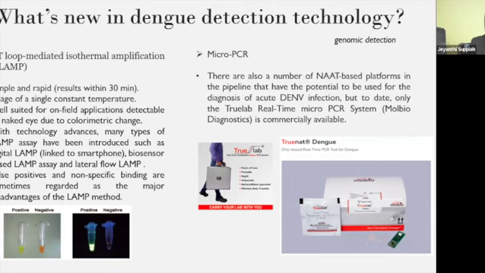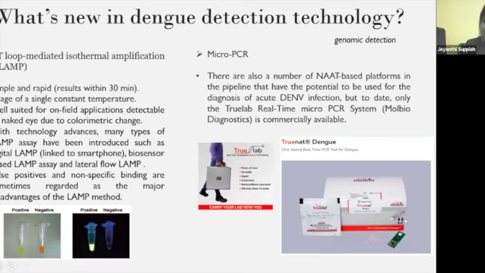Another technology advance in dengue detection is the micro PCR. So quite interesting, where micro PCR allows the usage of a portable PCR system that can be used to detect dengue. There are also a number of NAAT-based platforms in the pipeline that have potentially been used for diagnosis, but today, only the TrueLab real-time micro-PCR system is commercially available.